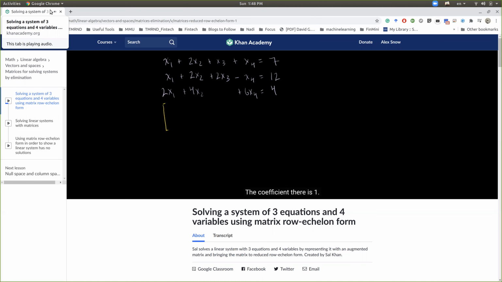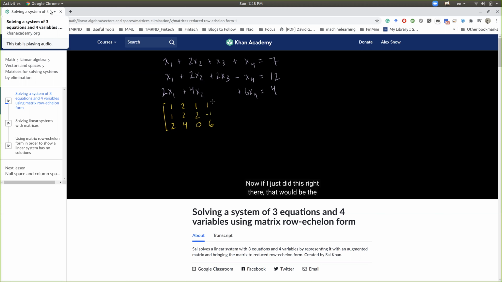So the coefficient there is 1, coefficient there is 1, coefficient there is 2. You have 2, 2, 4, 1, 2, 0, 1, 2. There's no coefficient on the x3 term here because there's no x3 term there. So we'll say the coefficient on the x3 term there is 0. And then we have 1, minus 1, 1, minus 1, and 6.